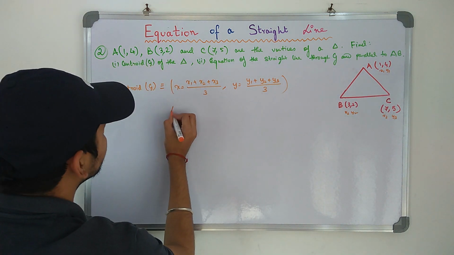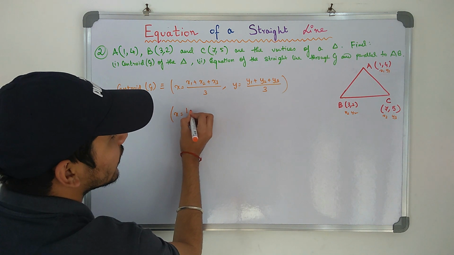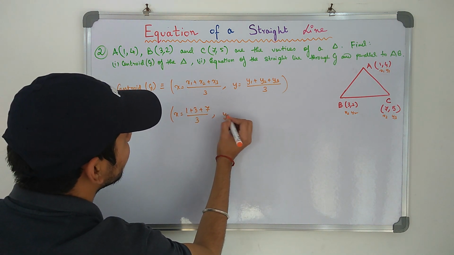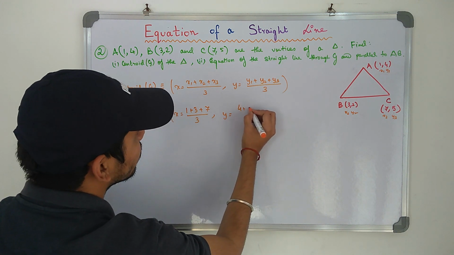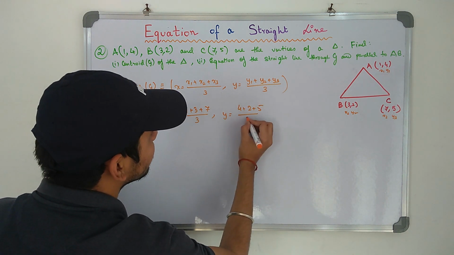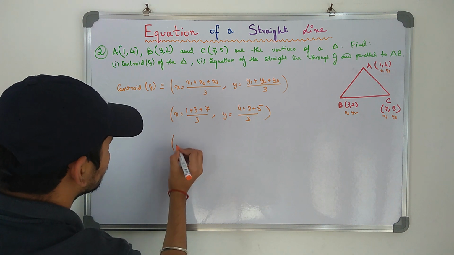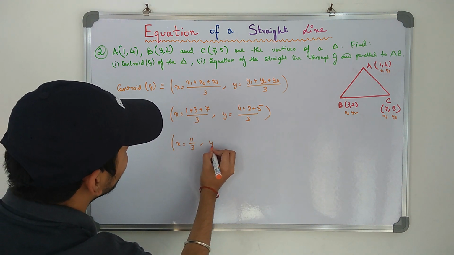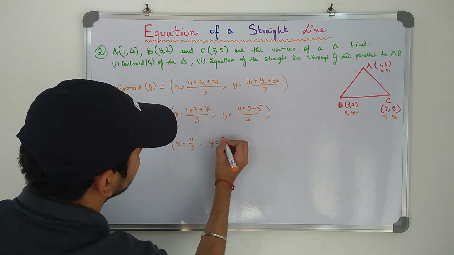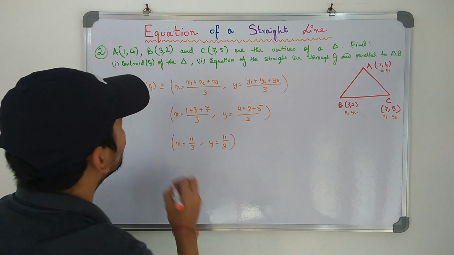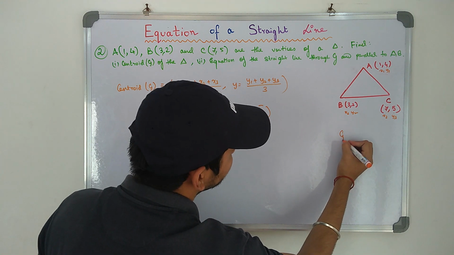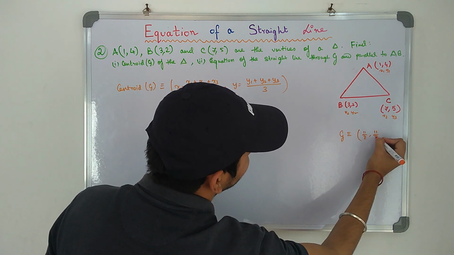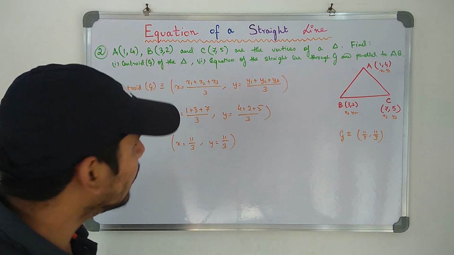Now let's calculate it. We get x is equal to 1 plus 3 plus 7 divided by 3 and y is equal to 4 plus 2 plus 5 divided by 3. So what do we get? x is equal to 11 by 3 and y is also equal to 11 by 3. Hence we get the coordinates of the centroid G, which is (11 by 3, 11 by 3). Now I'll rub this out.